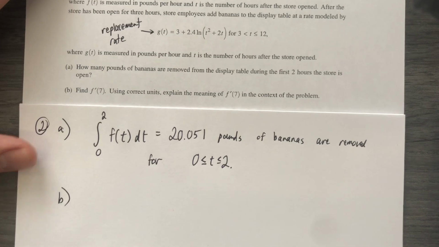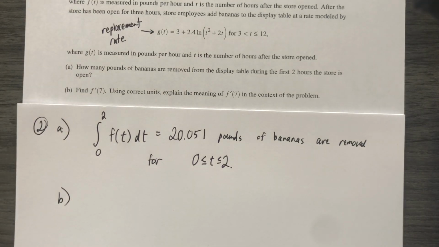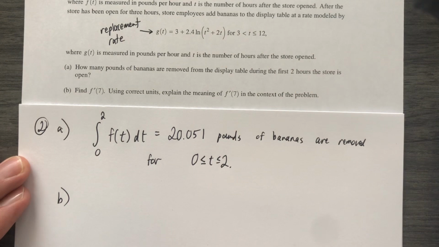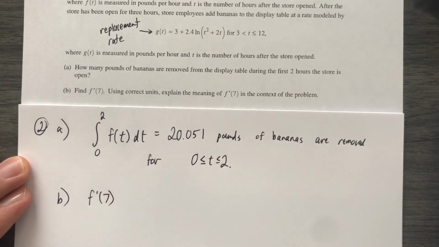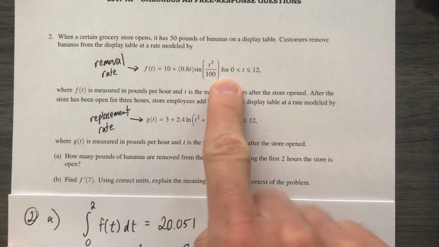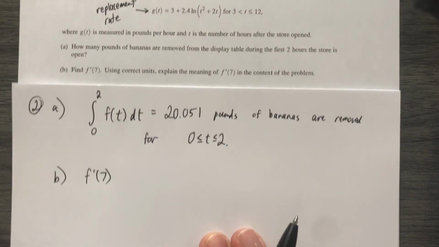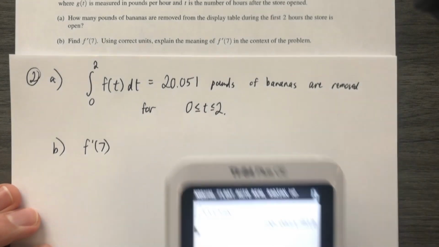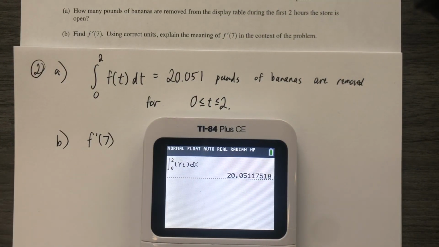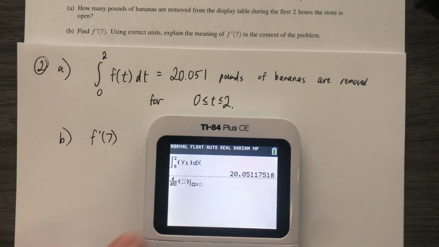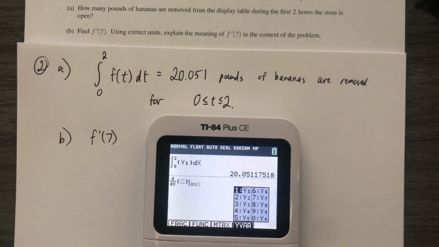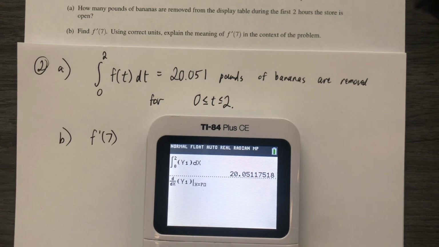Here we go, part B. Find f prime of 7 using correct units. Explain the meaning of f prime of 7. Okay, well, let's find f prime of 7, which if we do by hand involves product, chain. Just don't do it. Okay, let's figure this one out using the calculator. Math 8, not by hand. The derivative with respect to time, technically, but in the calculator it's x. It is the y1 function at 7. We're going to press enter and get a number. We'll write the number down, then we'll put some context to it.